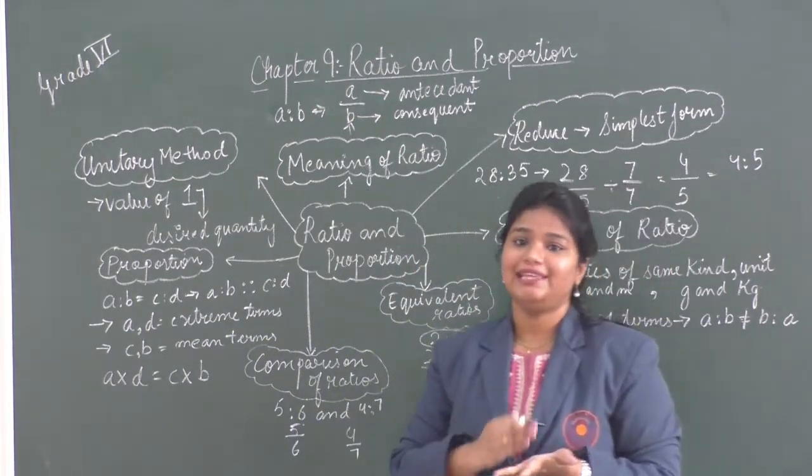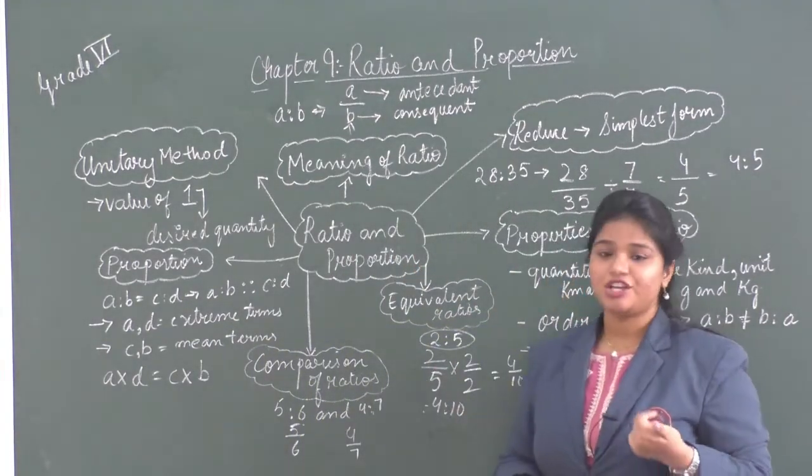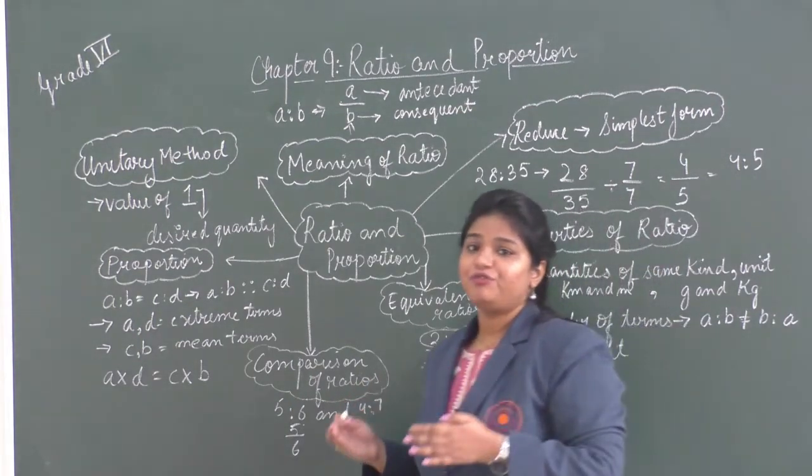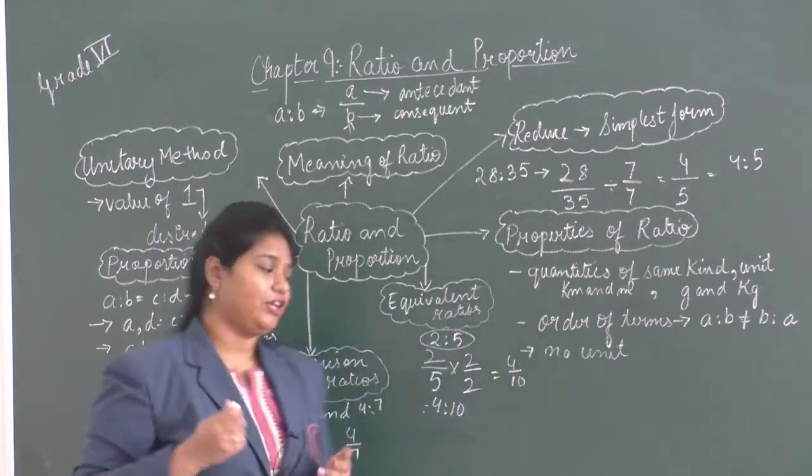Now remember how you used to convert fractions into like fractions. We used to find the LCM of the denominators. So here we have the denominators 6 and 7. We will find the LCM, that is 42.